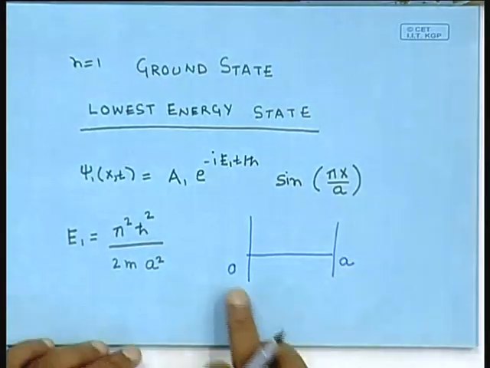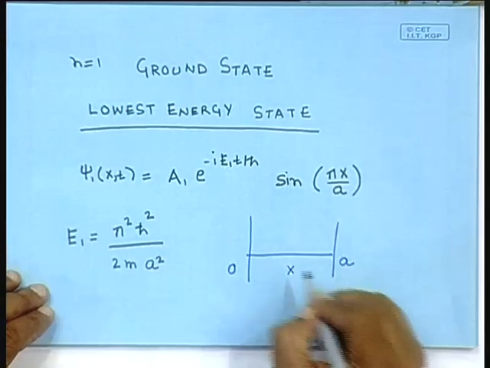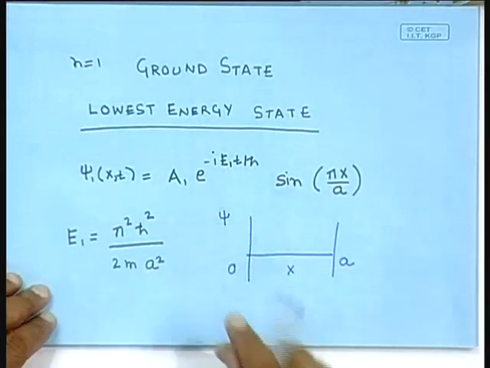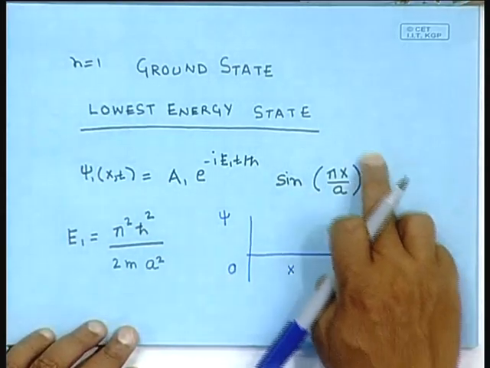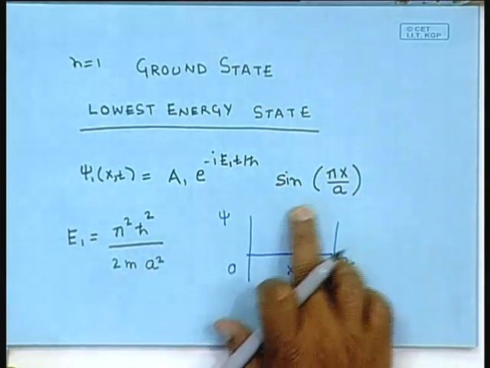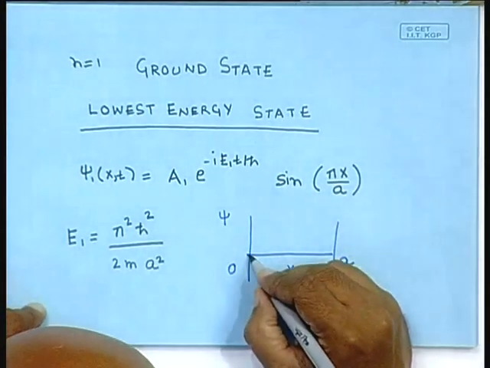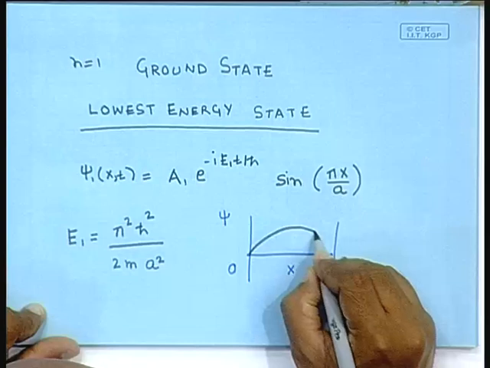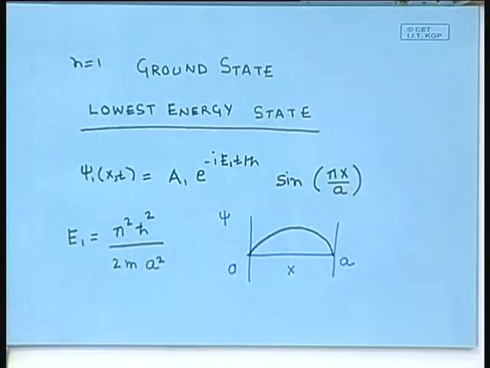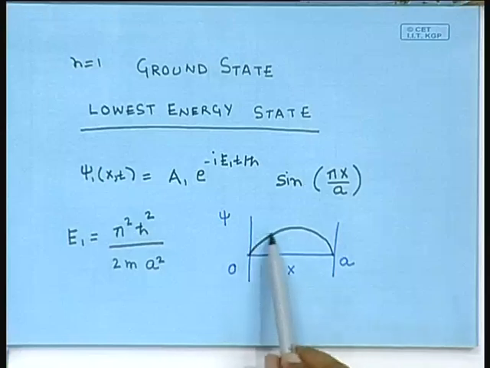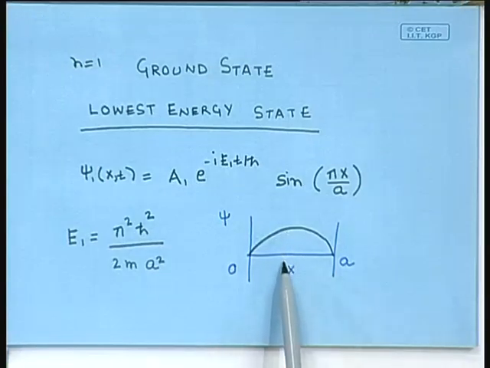So I have shown x over here, it goes from 0 to a. Let me show psi here. If I plot only this part, it is real, and we have sine pi x by a. So the wave function for the ground state looks like this. It goes from 0 and rises to a maximum at x equal to a by 2, and then again goes to 0 at x equal to a.